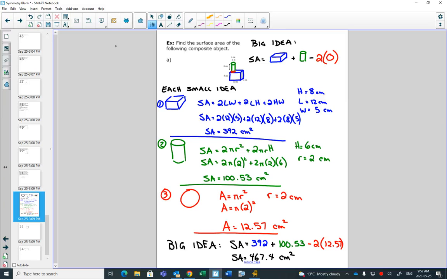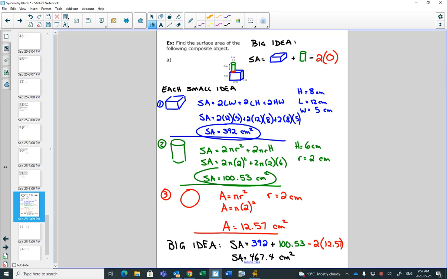I color-coded it, but if you're working on a test, you usually just have pencil, so you might like to number it. I drew a little picture, so I'm like, this is the first thing I'm going to do. Did my formula. I drew a line to sort of separate. That part is just for my surface area of my rectangular prism. You might even want to circle these things as you go along. Okay, there's my one answer.